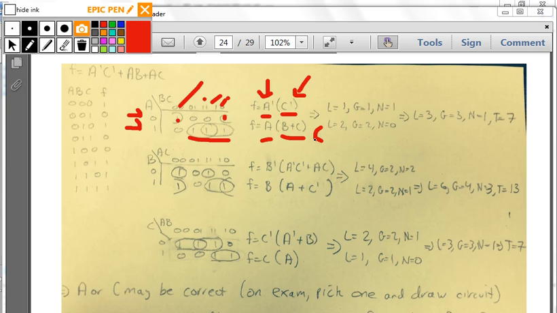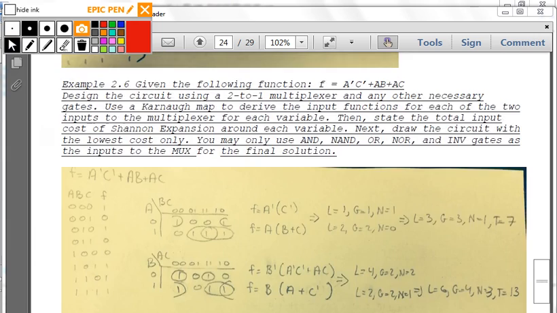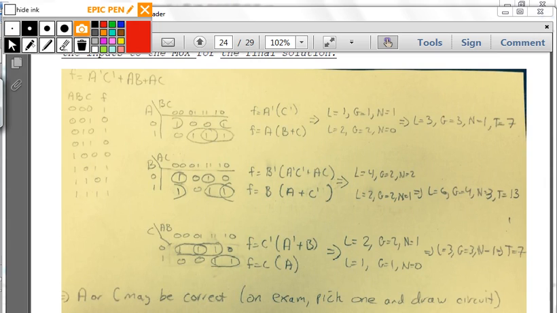So what I'm asking you to do is I'm going to give you 3 variable functions just like this. It'll be very similar. And in order to get full credit, you're going to do three K-maps. You're going to do one where the Shannon expansion is around variable A, like this, right? You're going to do one where the Shannon expansion is about variable B, and you're going to do one where the Shannon expansion is about variable C. So that's what I've done here.